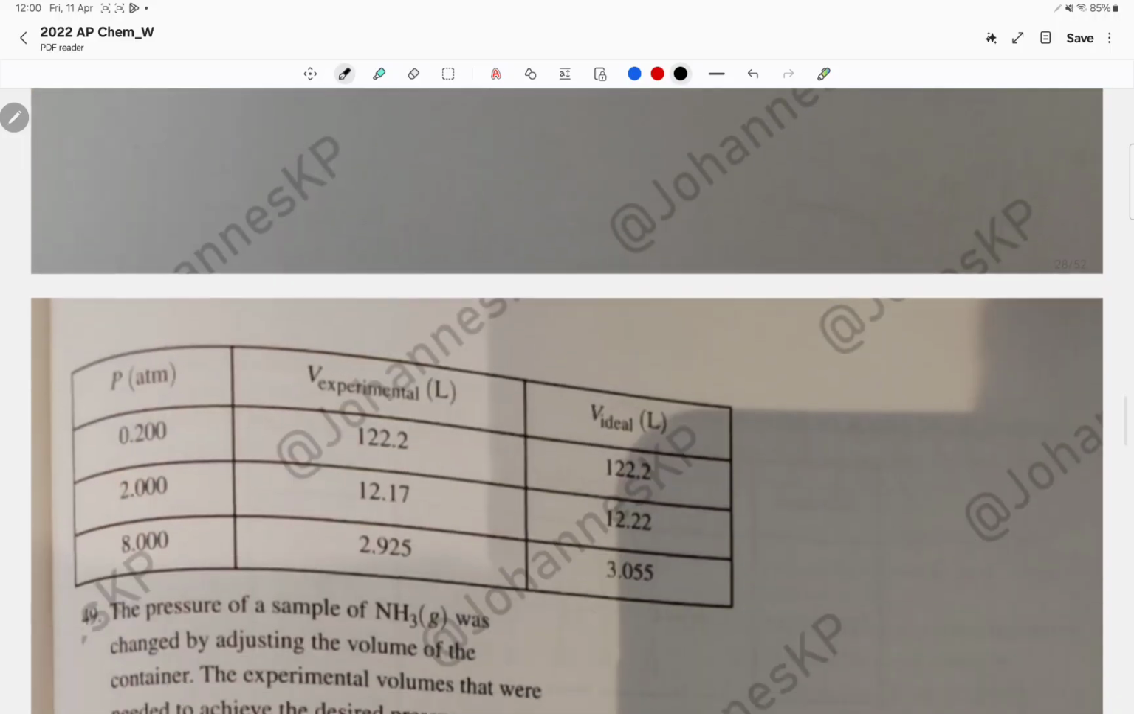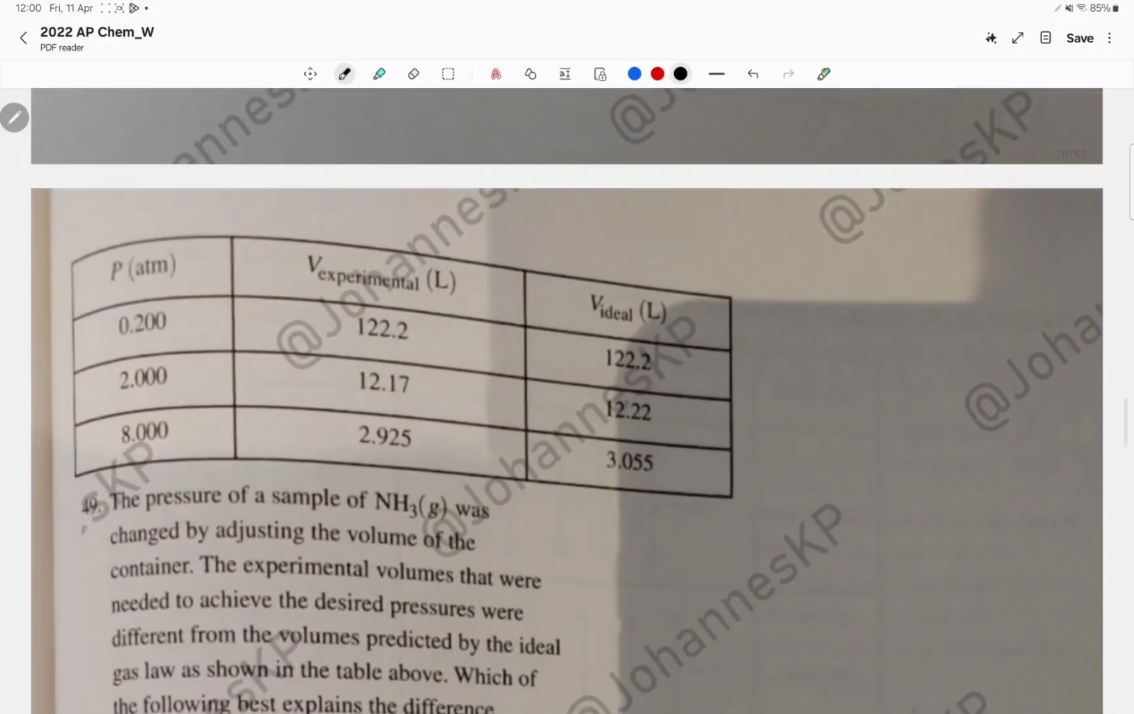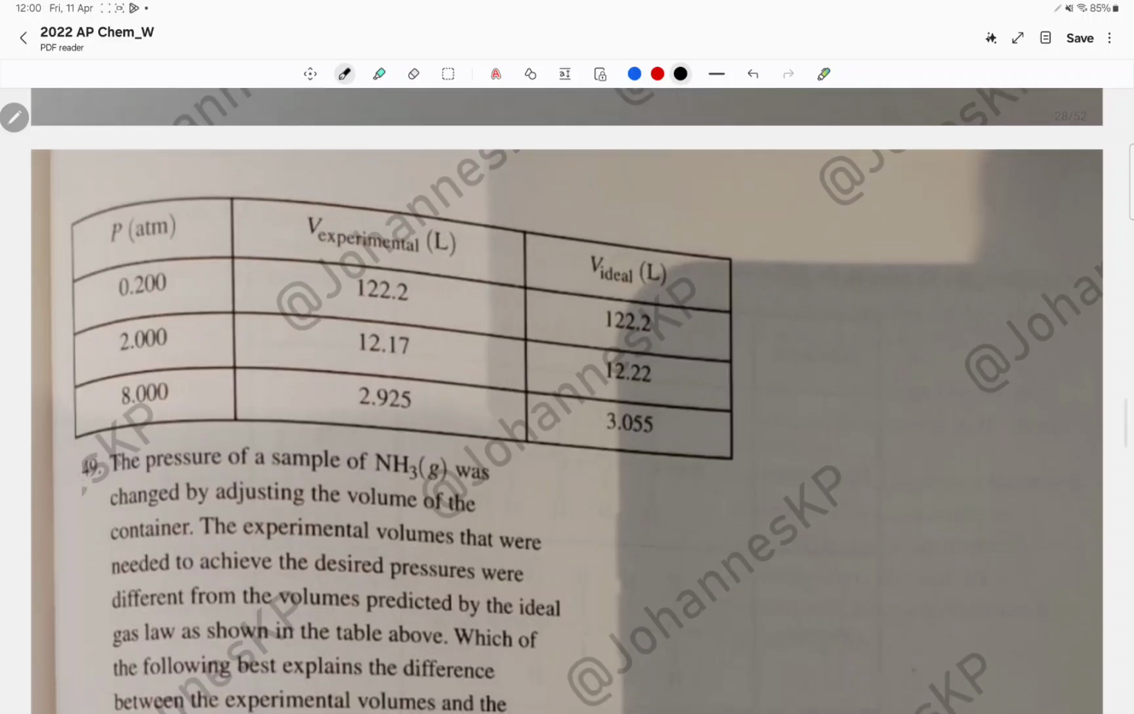Okay, 48, is it good in this exam or not? Very good. Yeah, it's very good. Okay, 49.